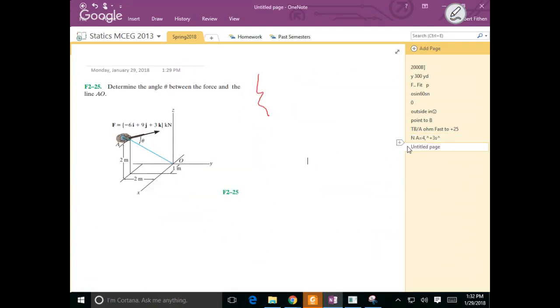So, okay, let's solve this one real quick. F is equal to, I'm just rewriting the same thing, and there's a reason I'm listing it, minus 6I plus 9J plus 3K. So I got that. Over to the left somewhere, I'm going to draw a vector. It goes like this.